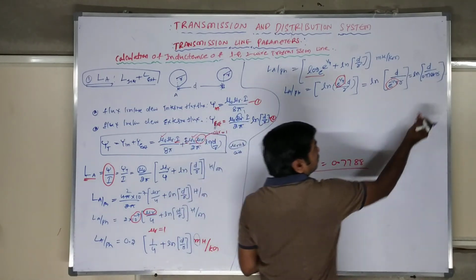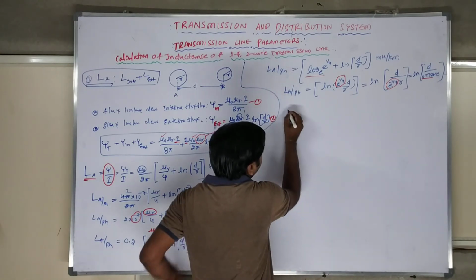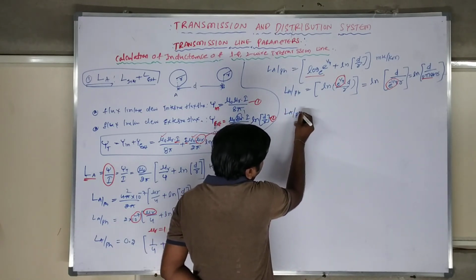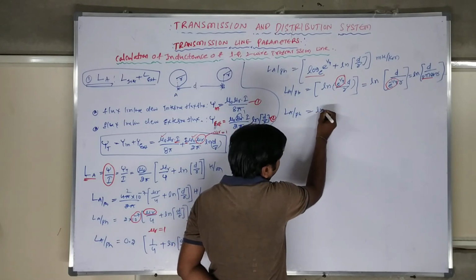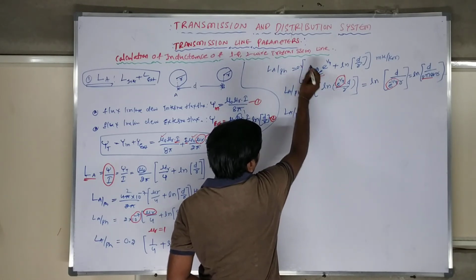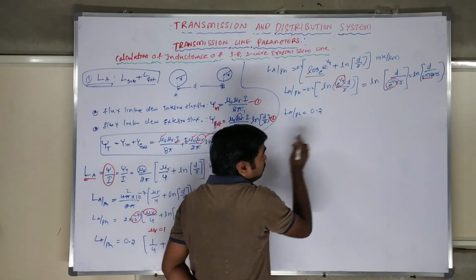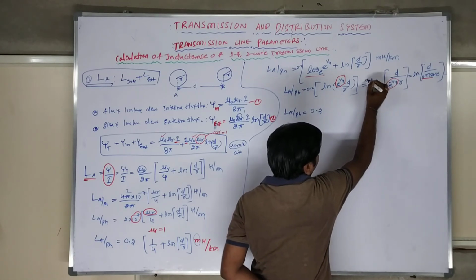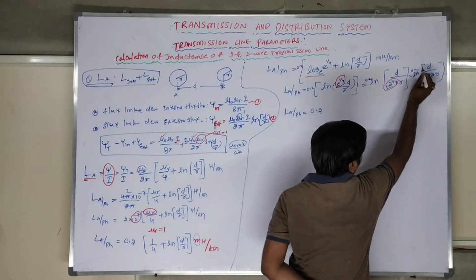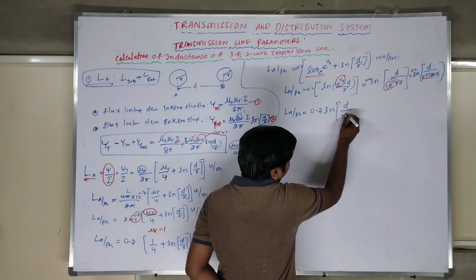Clear? E power minus 4, I am writing this one. Next, what I am writing is inductance per phase is equal to... sorry, in all these cases I use this 0.2. Please remember, 0.2 in all cases. It is 0.2 into Ln into d by r dash.